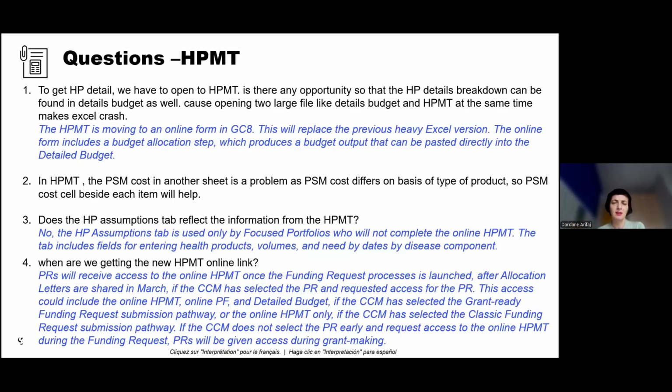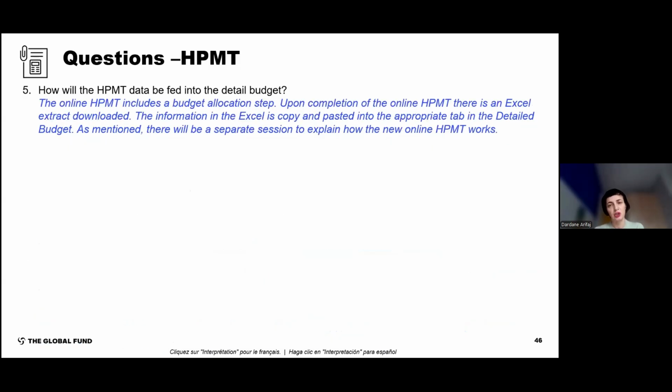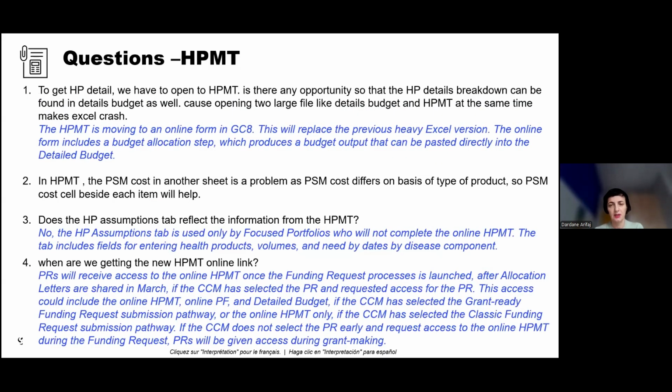About the HPMT PSM cost, there was a question if PSM costs are captured in a separate sheet. We are keeping a separate sheet for the PSM costs, but we have simplified the way how the costs are going to be reflected and calculated. And these details will be shared when we have our separate session on guiding you through all the steps of the HPMT.